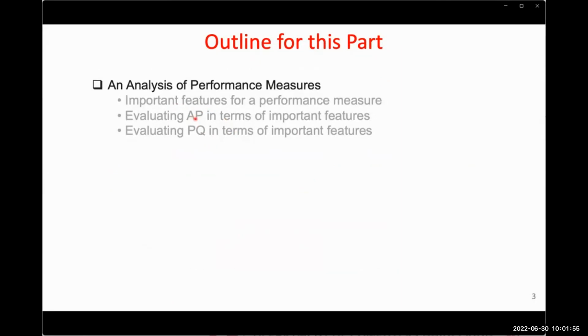Then we will evaluate average precision and panoptic quality with respect to those important features. We will see that average precision and panoptic quality do not satisfy some of the important features that we expect from a performance measure.